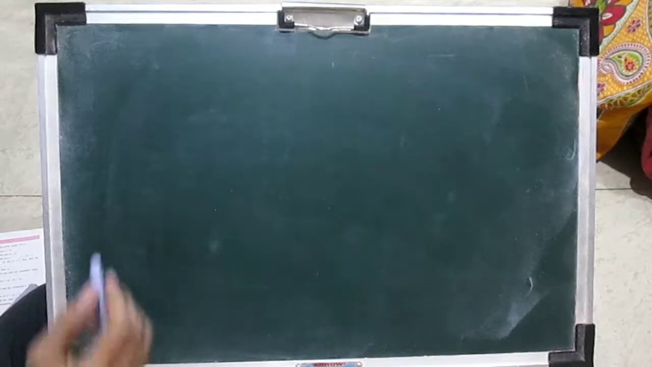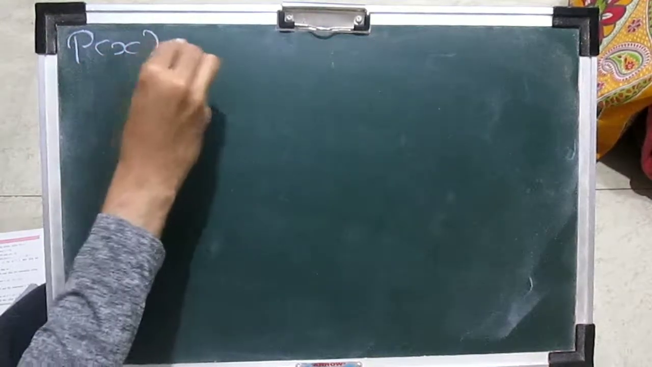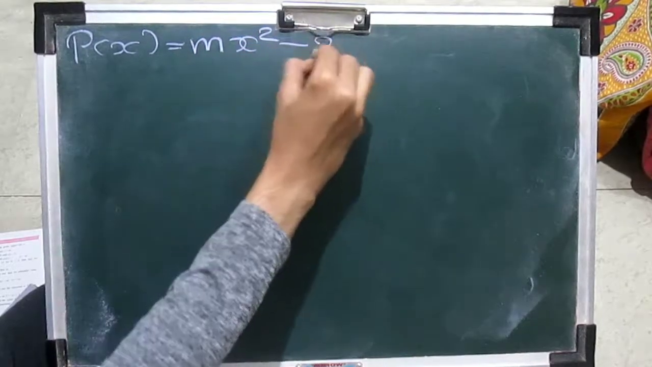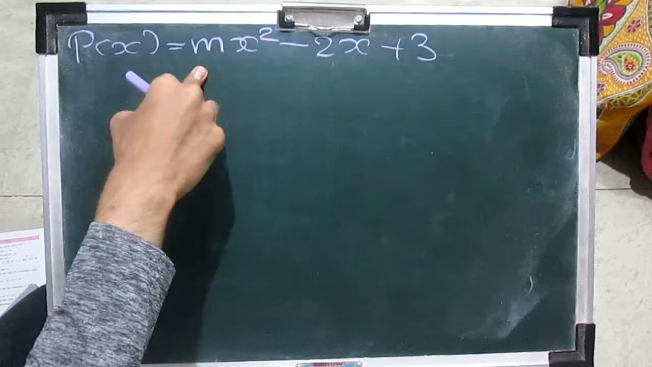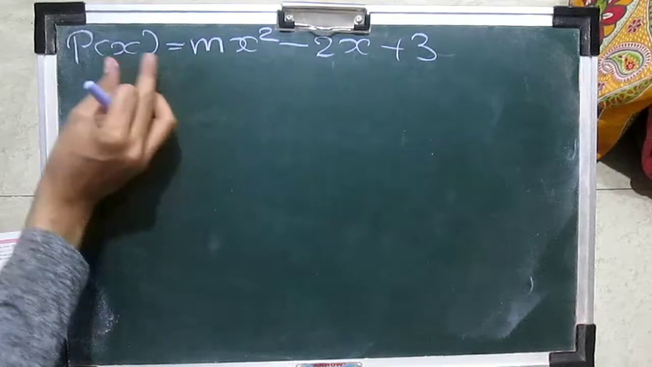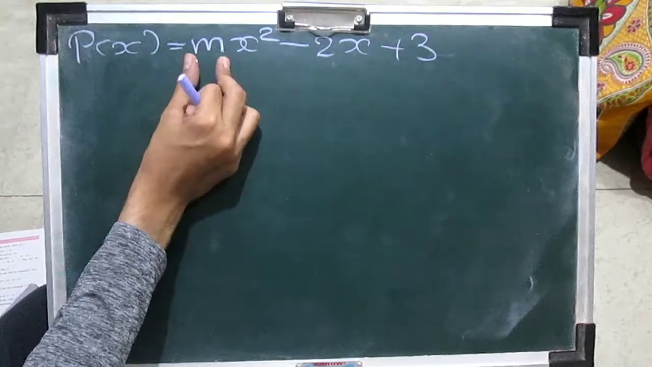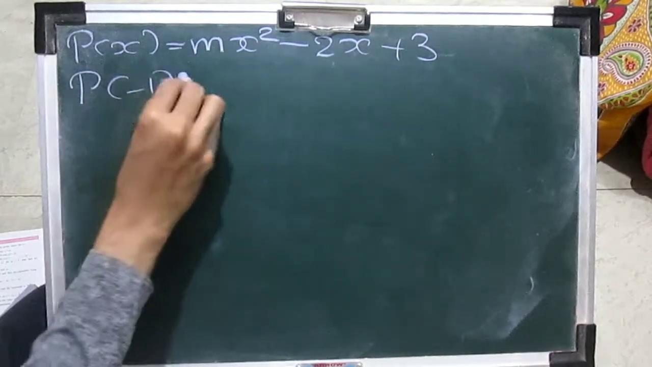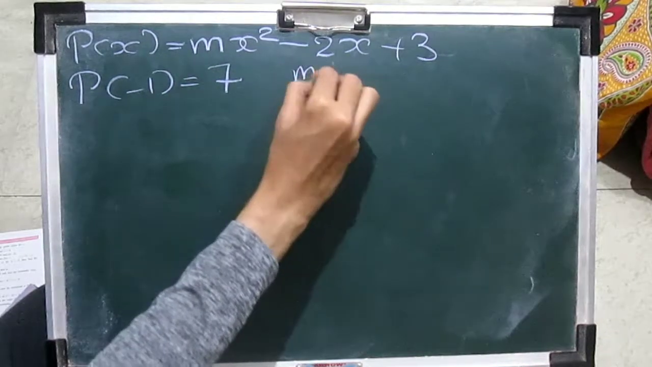Okay, so question number 4: they have given the polynomial. Suppose I give it the name p of x. Suppose p of x is the polynomial m x square minus 2x plus 3. Over here x is a variable and m is another variable, but m is placed in one place only, so we are taking it as p of x only, and m is some constant which we have to determine. They have given other information that p at the point minus 1 is 7. What they have asked is, we are supposed to find the value of m.